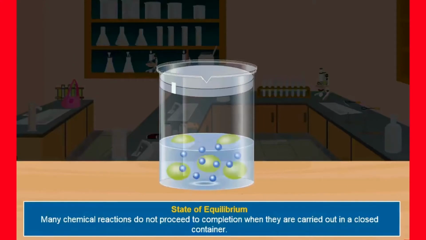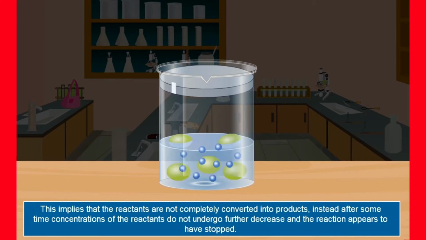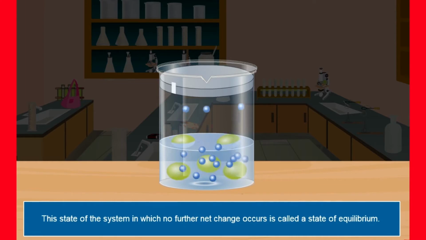Equilibrium state. It is usually observed that many chemical reactions do not proceed to completion when they are carried out in a closed container. This implies that the reactants are not completely converted into products. Instead, after some time, concentrations of the reactants do not undergo further decrease and the reaction appears to have stopped. This state of the system in which no further net change occurs is called a state of equilibrium.